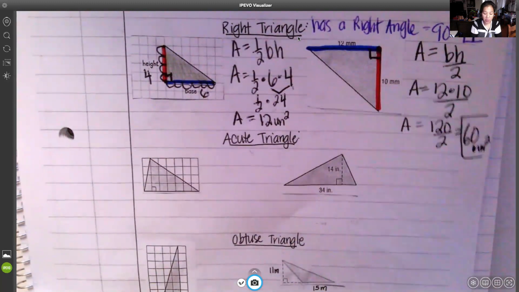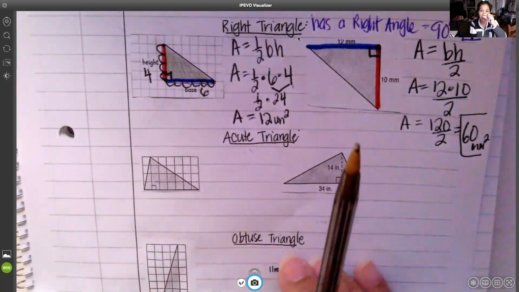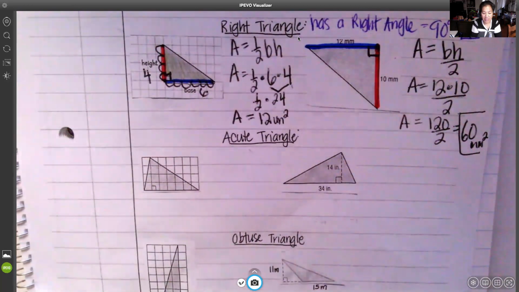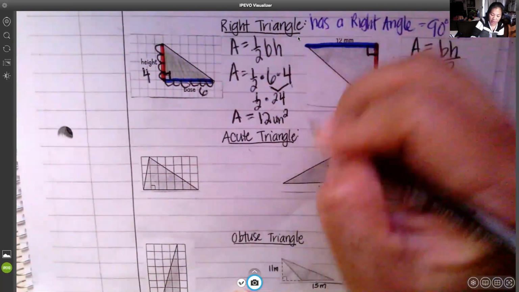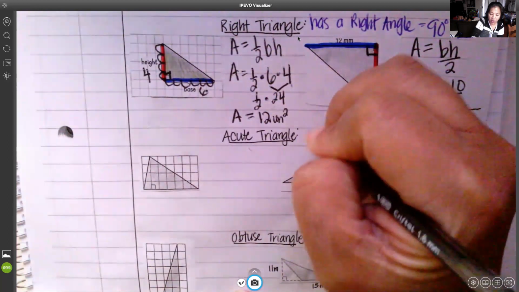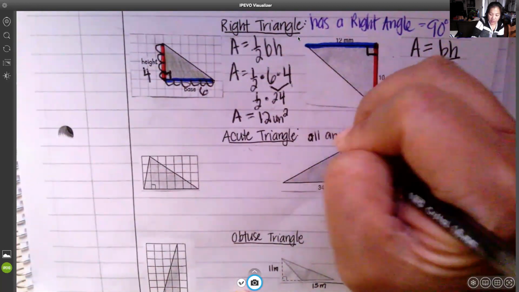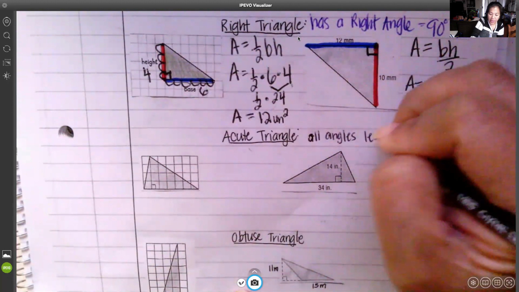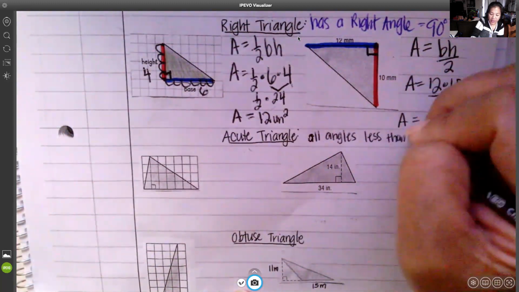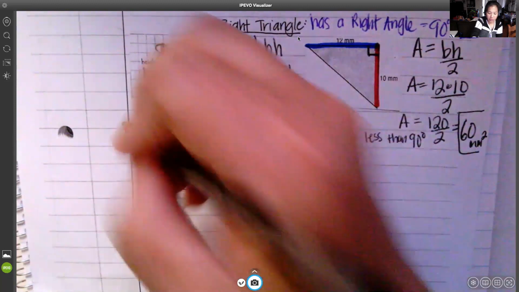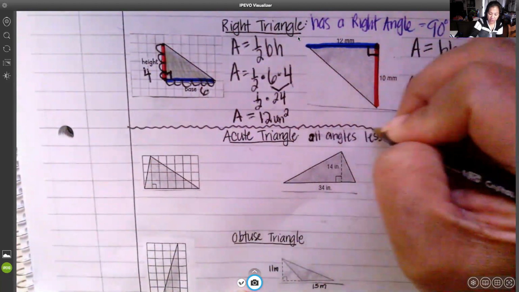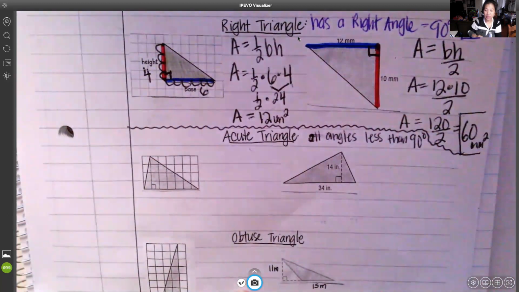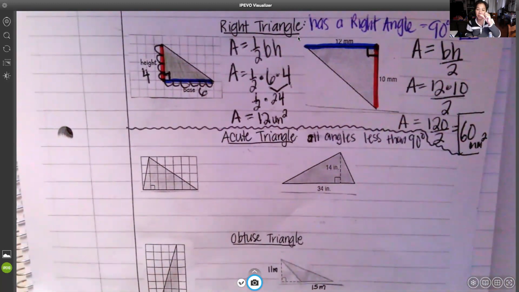So remember an acute triangle, acute, like it's little, it's cute. Acute means that all the angles, remember, triangles have three angles, right? Acute means all angles are less than 90 degrees. Oops. Let me just draw a line here so that I don't get mixed up with the other lesson. Okay. It's acute. They're little, they're cute. They're less than 90. Okay.